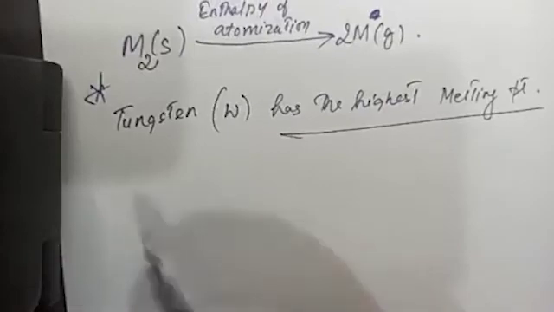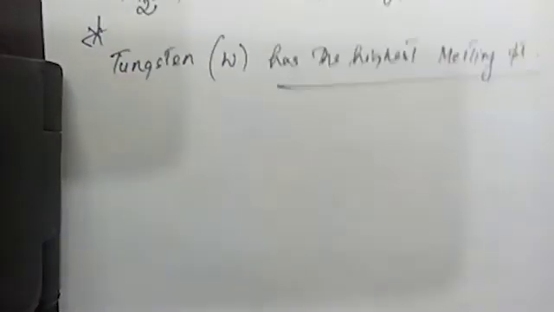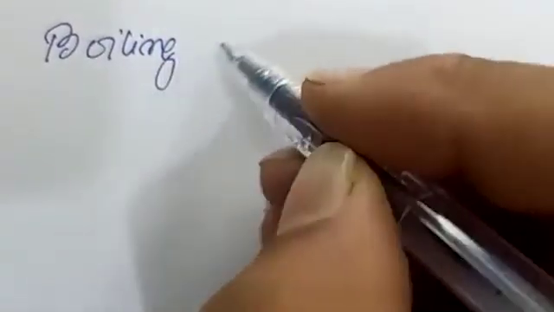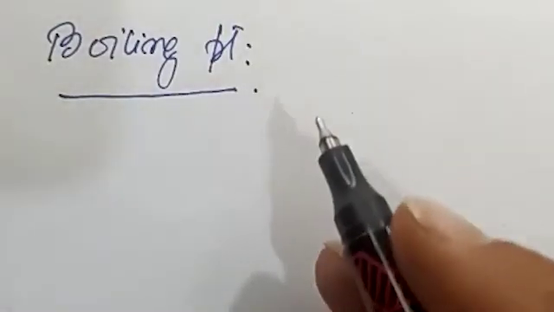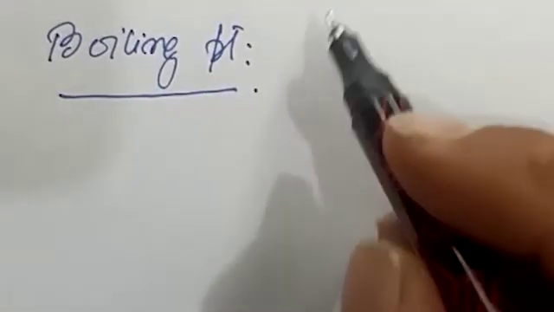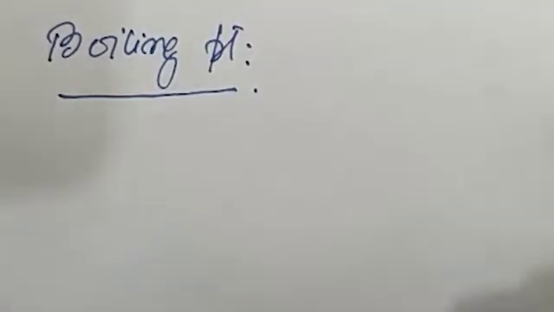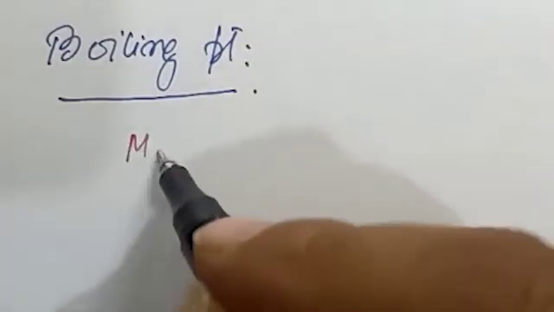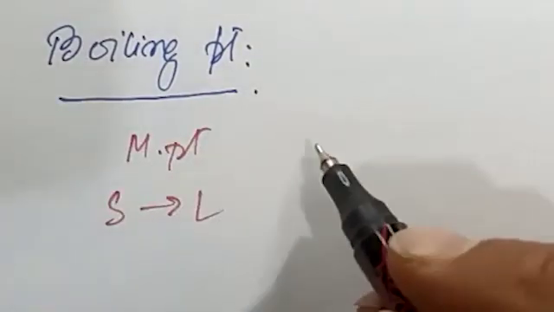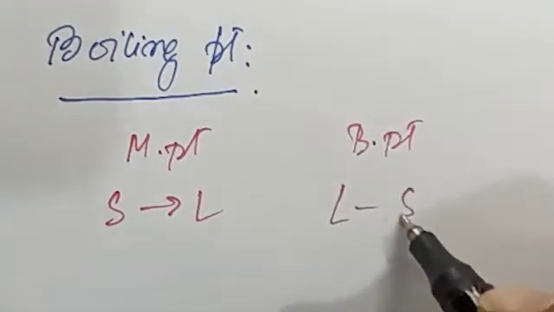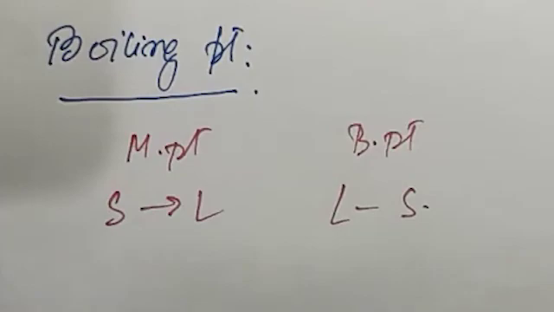Next is one more thing. I have already discussed melting point, so now let us discuss the boiling point. If the melting point is high, then the boiling point definitely comes after the melting point. First comes the melting point, solid to liquid, then comes the boiling point, liquid to gas. So the boiling point is generally high.